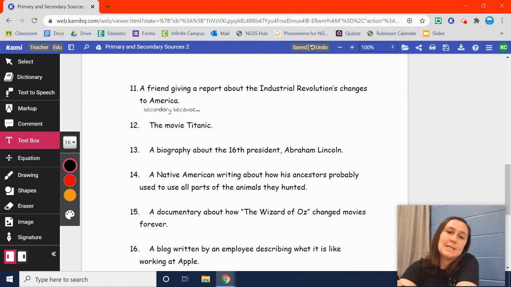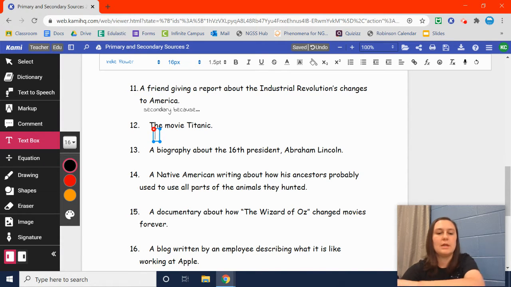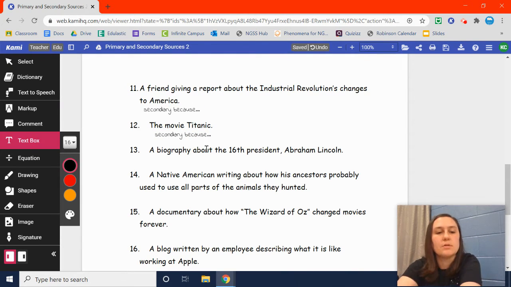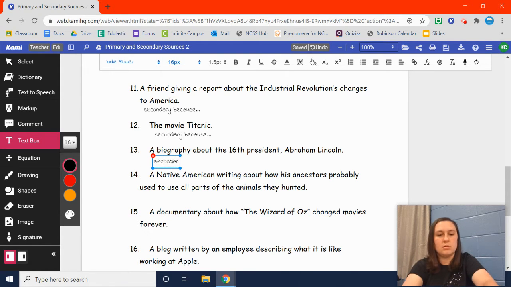Number 12, the movie Titanic, that is based, maybe loosely based on true events, but it had to be researched. That is not very accurate historically. That is a secondary source because... Tell me why. Number 13, a biography about the 16th president, Abraham Lincoln. A biography is a story about somebody written by another person. So that would be a secondary source.